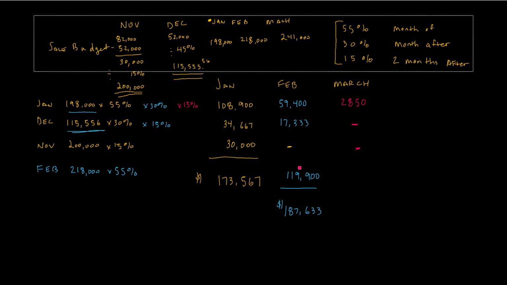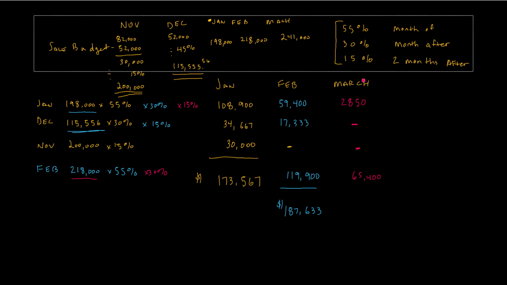Okay, now let's go down to February because it's the month after the sale. In February, I sold $218,000. Since it's the month after the sale, I'm going to collect 30%. Okay. So if I take 30% of 218,000, that gives me $65,400.